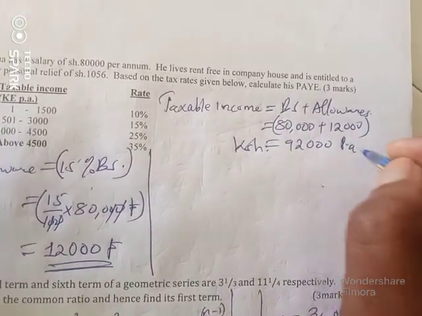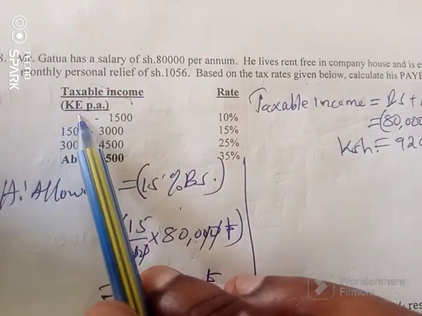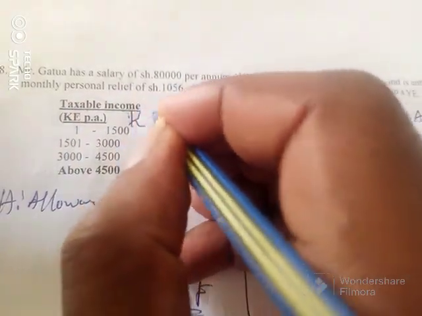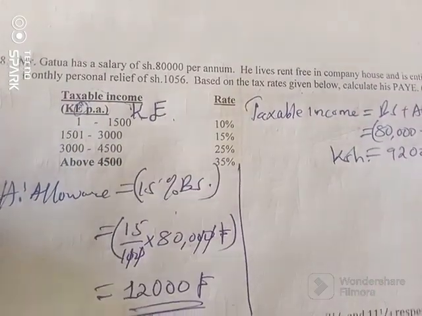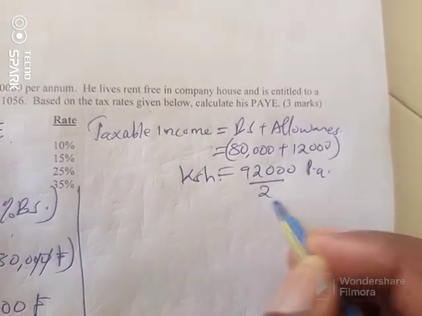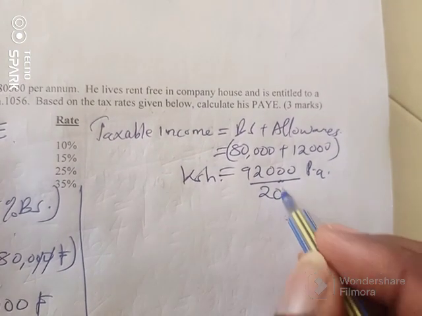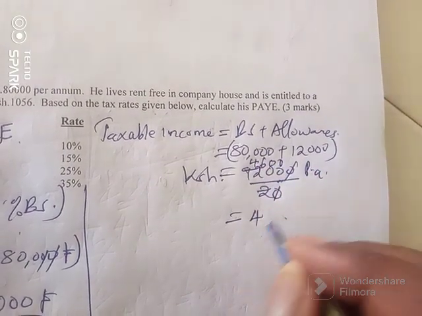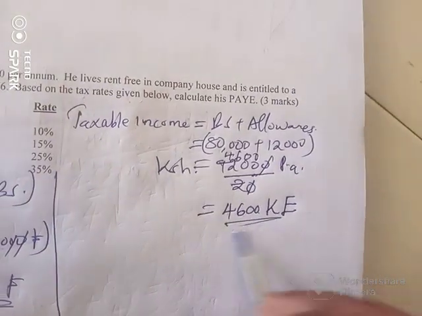This is per year. So coming to the table, like I always say, the heading of the table matters a lot. Taxable income in Kenya pounds per annum. So we have to convert the money we have here into Kenya pounds by dividing by 20 shillings, because 1 Kenya pound is 20 shillings. So converting this, we shall have 4,600 Kenya pounds. So that is the taxable income.